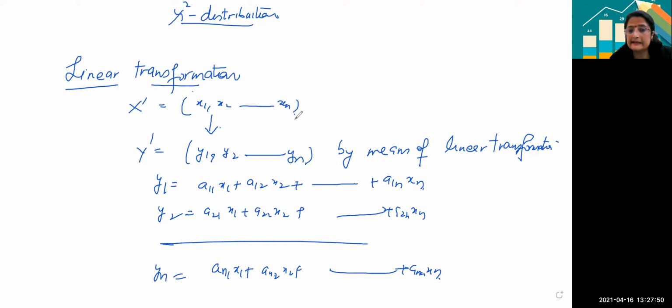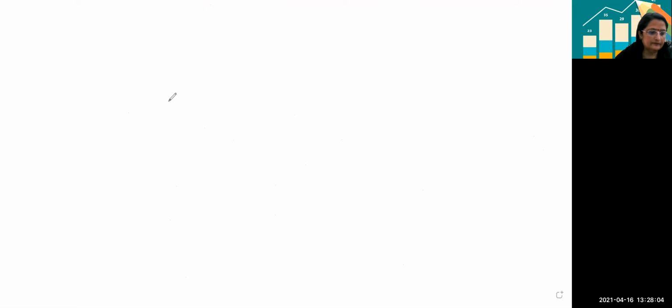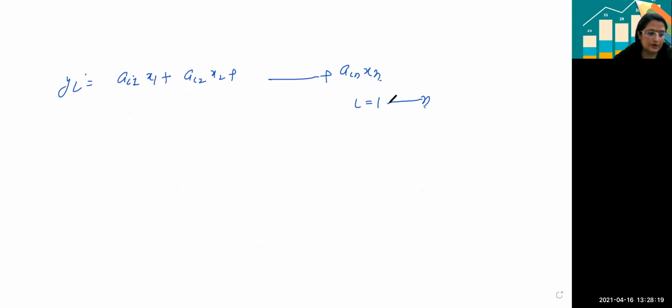So x is transformed into the variable y by the linear transformation, because we have here the power 1. Y is the linear combination of x1, x2, so on up to xn. So in general, what is yi? yi is ai1 x1 plus ai2 x2, so on up to ain xn, and i is running from 1 to n.